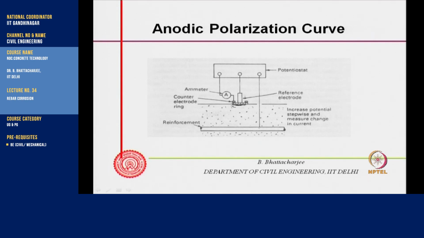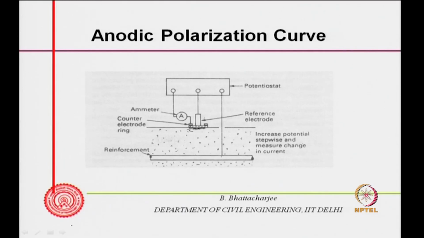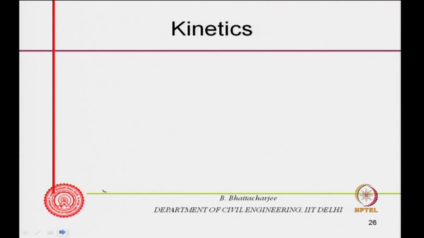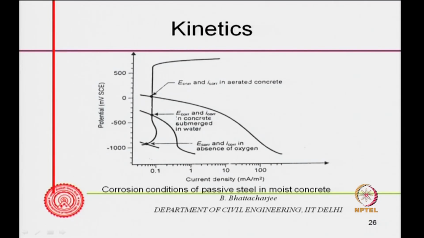So, if you are doing a polarization over a wide range, over a long range of potential, it is a kind of semi-destructive or destructive test, while LPR measurement we do over a small range of potential. The anodic polarization curve that I showed earlier to identify the zones of corrosion, we do it over a large range of potential, and you get this kind of potential curves.